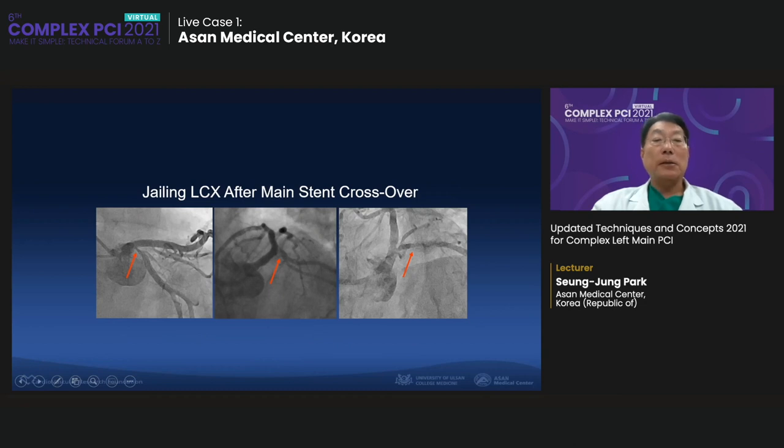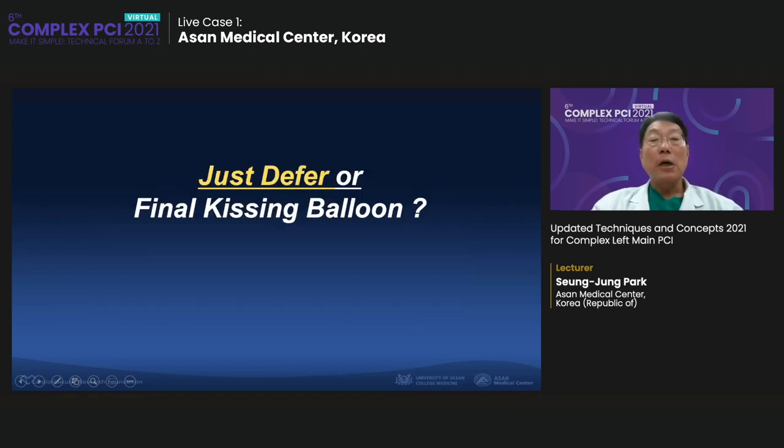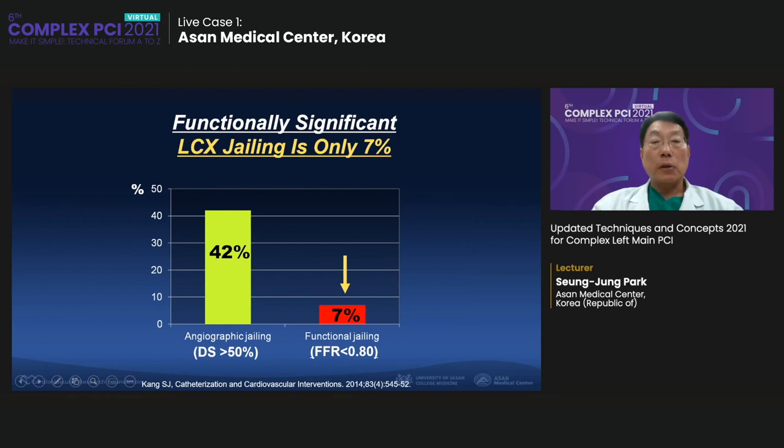All right, there are many cases. Circumflex is jailing after the main stent crossover. However, the physiologic concern is absolutely normal in all cases. And so there are many cases of mismatches, angiographic morphology and presence of ischemia. And we have a question just before or final kissing balloon inflations for those cases angiographically severe compromise of circumflex ostium. Among them, actually, the circumflex ceiling is only 7%. Truly, functionally significant ischemia is only 7%.